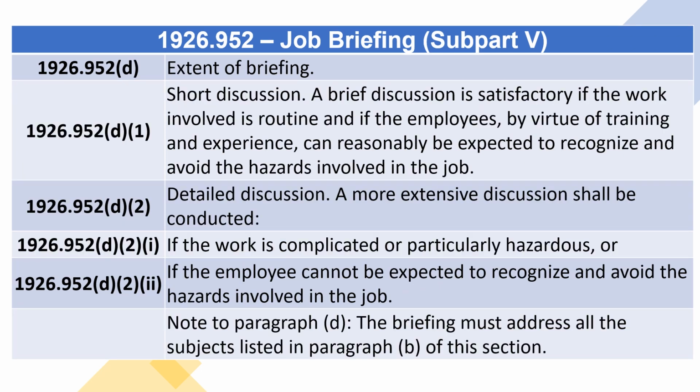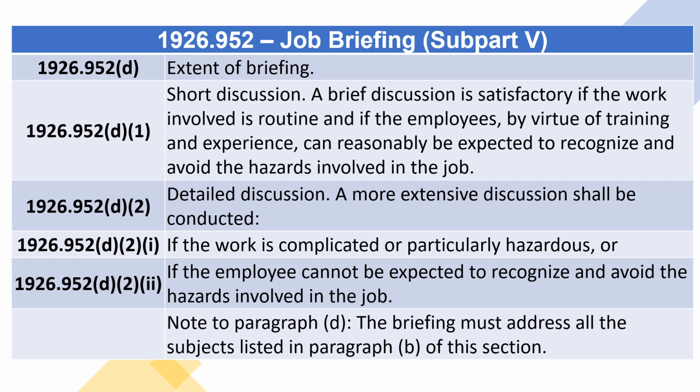1926.952(d), Extent of briefing. 1926.952(d)(1), Short discussion. A brief discussion is satisfactory if the work involved is routine and if the employees, by virtue of training and experience, can reasonably be expected to recognize and avoid the hazards involved in the job.